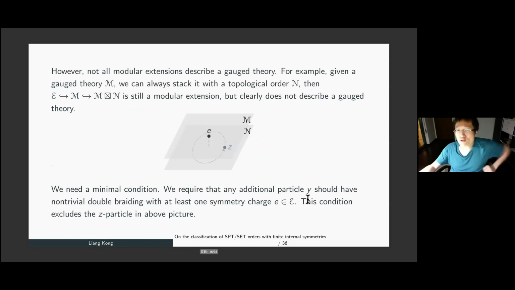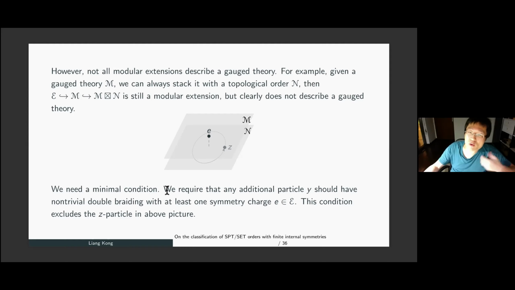However, this is still not right, because not all modular extensions describe gauge theories. For example, given the gauge theory M, we can always stack it with a topological order N. We can draw another layer in this picture. Now we get M, and we put another layer. It's still a modular extension. If N is arbitrary, it does not describe any gauge theory. So what we need is a minimal condition to get rid of this situation.